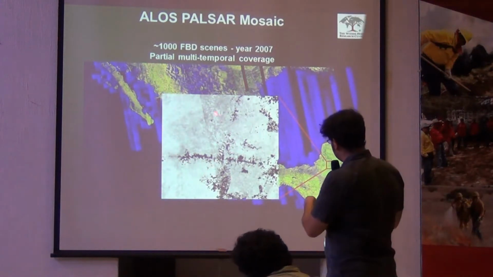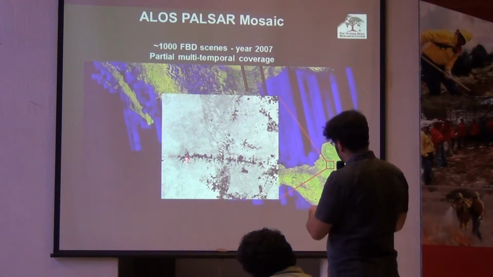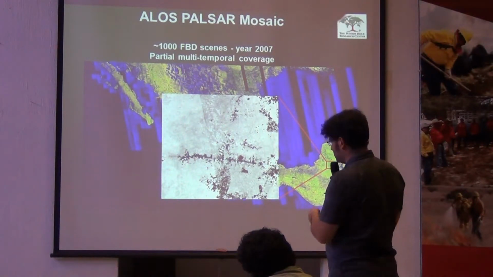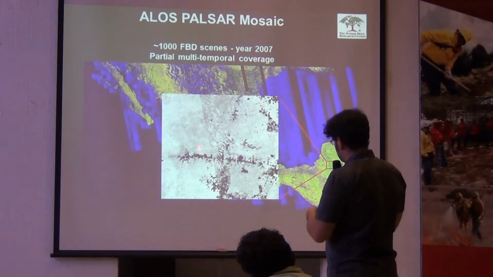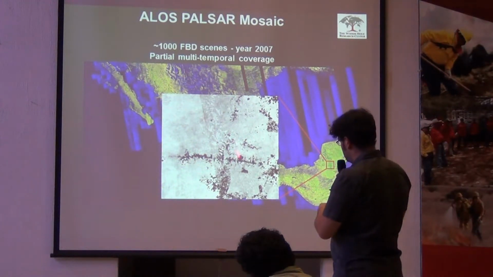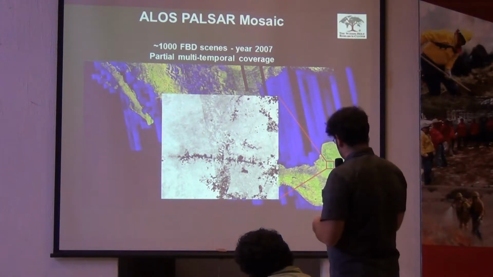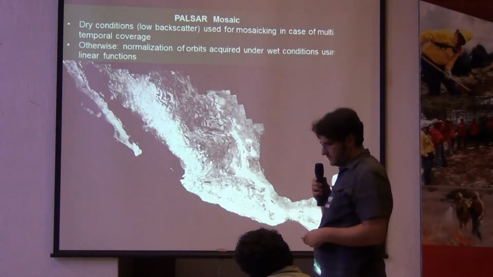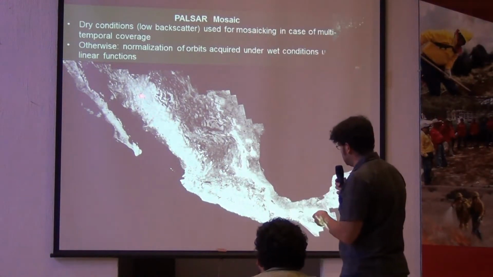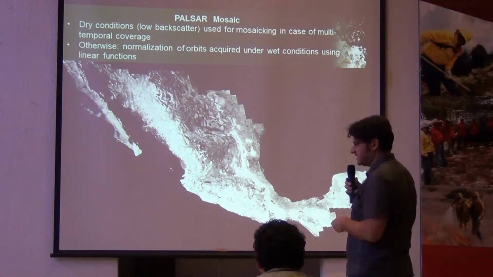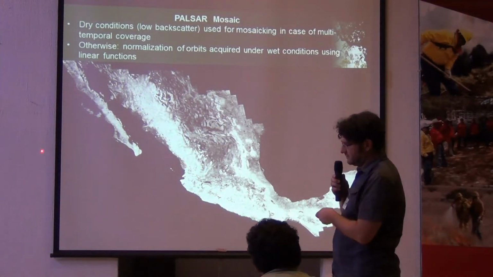Here you also see these striping effects quite clearly in the Yucatan. This was actually an image that was acquired in 2007, about a week after the hurricane had passed through the area and was much more wet than the neighbor image that had been acquired a couple of weeks before. So we did some normalization, and were able to produce a mostly harmonized, radiometrically consistent mosaic for Mexico. So that is basically input number one for the biomass map.